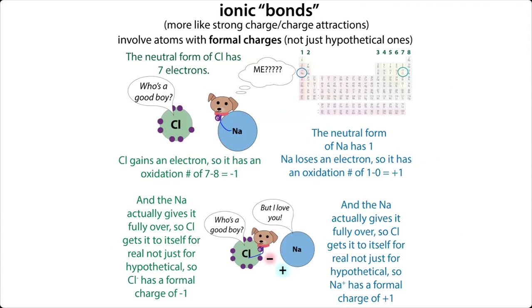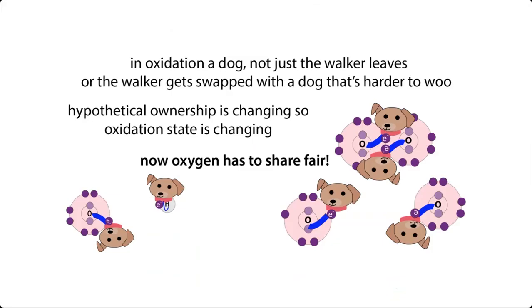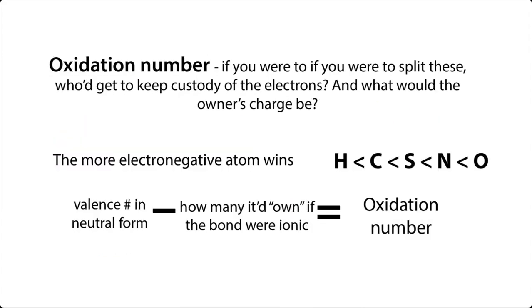And we think about those were kind of like hypothetical situations. But in the case of an ionic bond, here what's actually happening is you are getting that split actually changing. So we could think about the hypothetical changes as being what would happen if those bonds were ionic. And this gets us to a concept called the oxidation number. The oxidation number says, if those bonds were ionic, so if we were to split those atoms up, what would the charge on each of those atoms be?